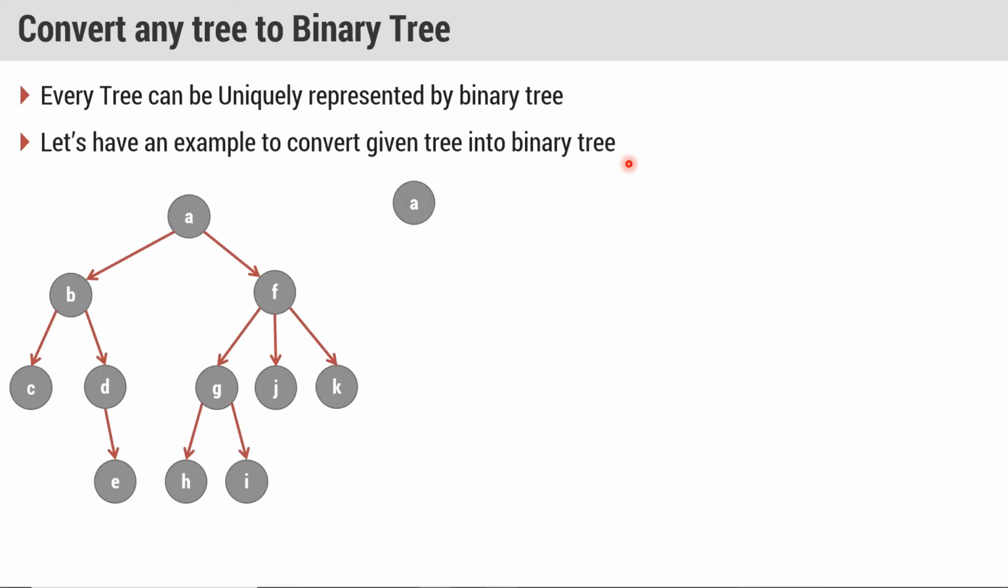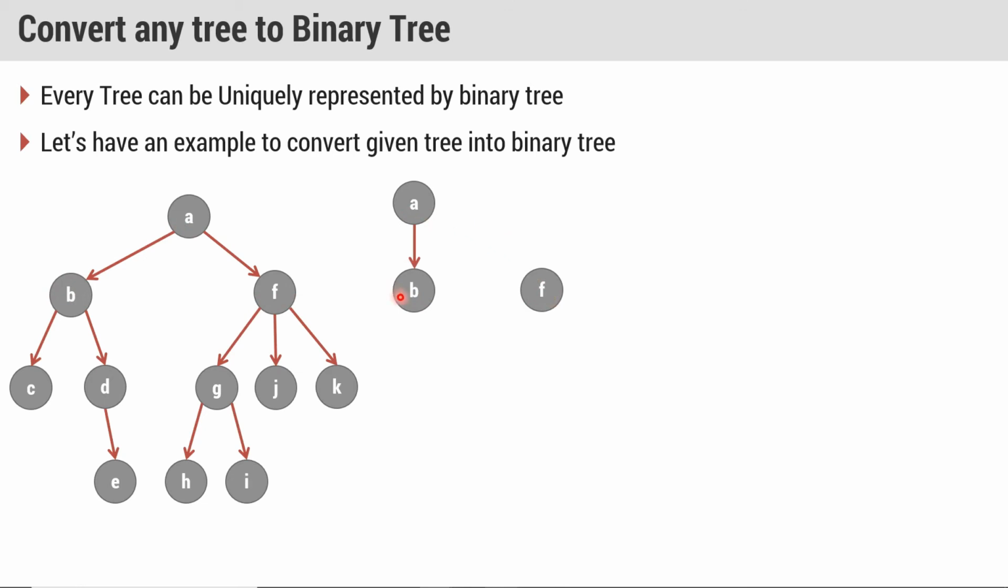For this, first we have to put this node A, then we have to go through level wise. So this is level 0, level 1, level 2 and level 3. So first we have to put A, that is the node of level 0. Then next level is 1. On level 1 we have two nodes, that is B and F. So we have to put this B and F over here.